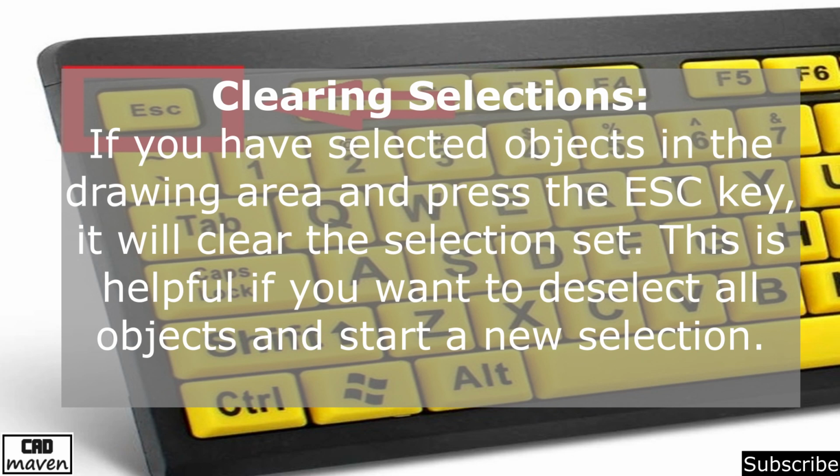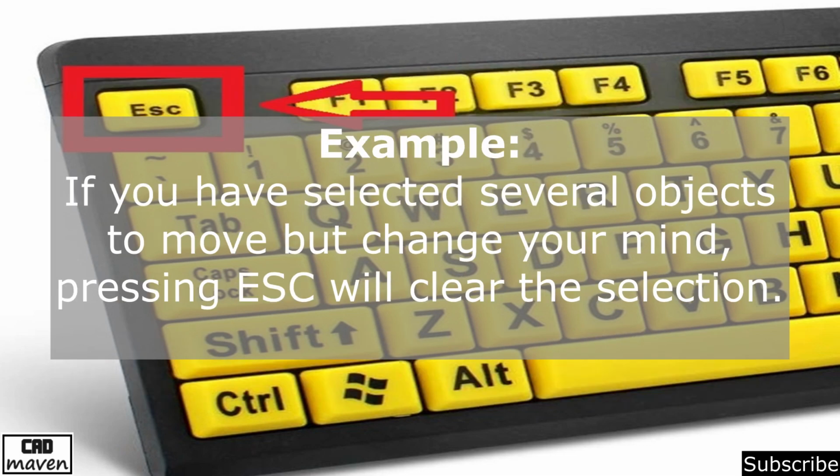Clearing selections. If you have selected objects in the drawing area and press the ESC key, it will clear the selection set. This is helpful if you want to deselect all objects and start a new selection. Example: if you have selected several objects to move but change your mind, pressing ESC will clear the selection.